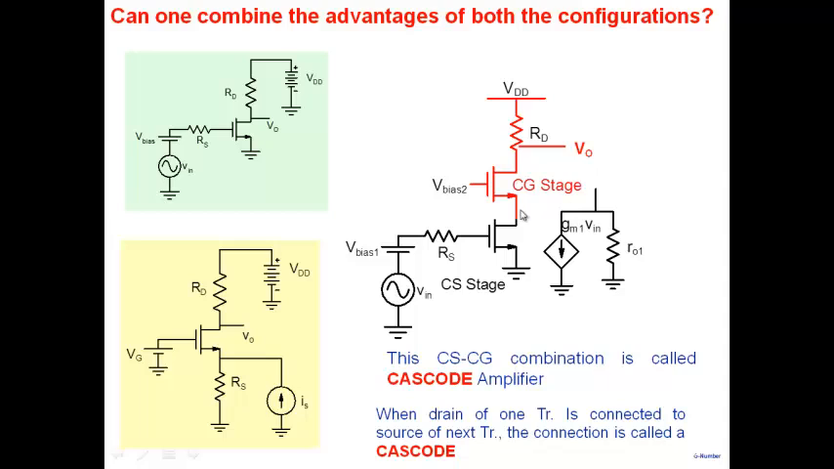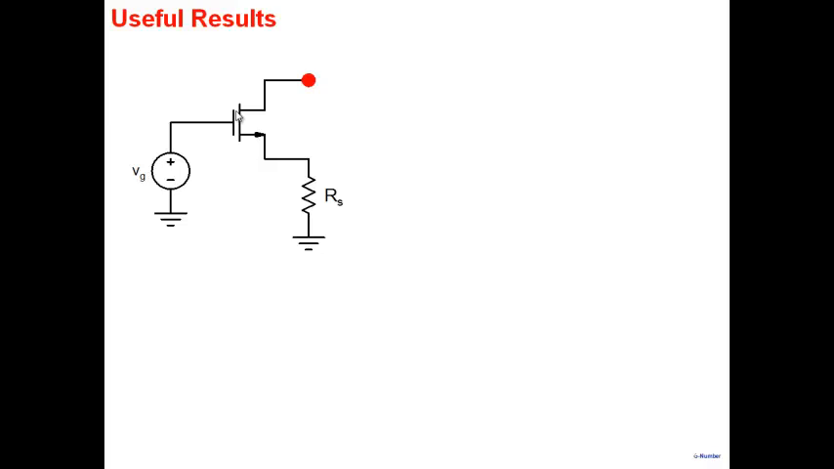So let's calculate the gain of this particular amplifier and confirm that it is nothing but the same as the gain of the common source amplifier, which is gm times RD. Now in that context, I had said that there are two very useful results.